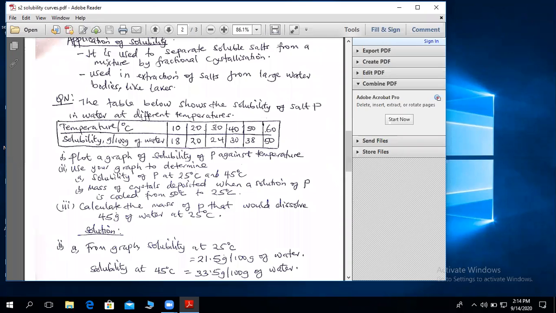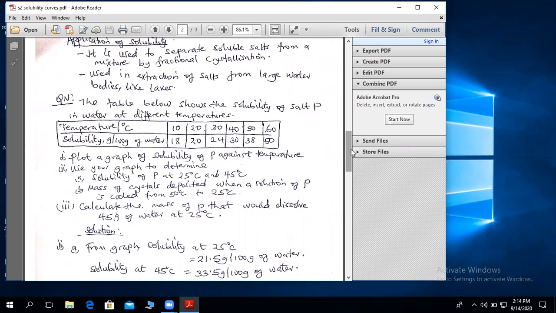So I'm not going to go into details of plotting these points. You can all do that as long as you have chosen a very good scale. And remember, your scale should cover 3/4 of the graph paper. After plotting your graph now, can you be able to answer the questions?